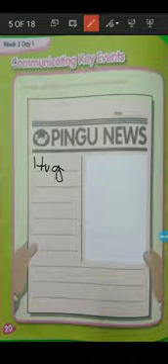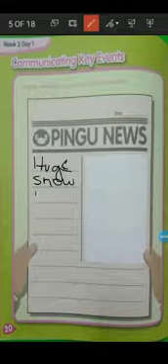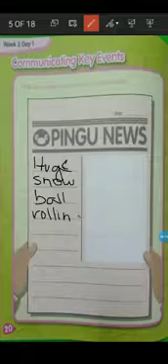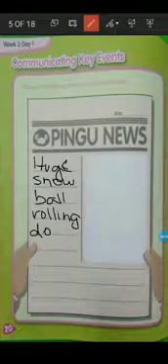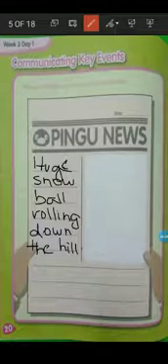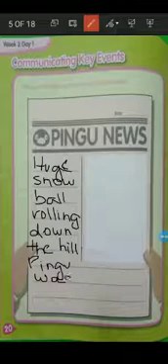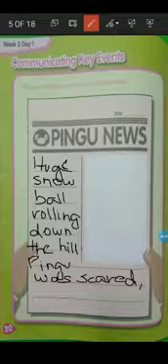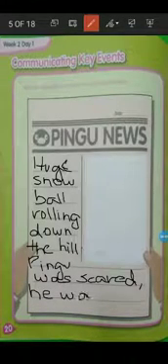So I am going to start writing. Huge snowball rolling down. Pingu was scared. He was stuck.